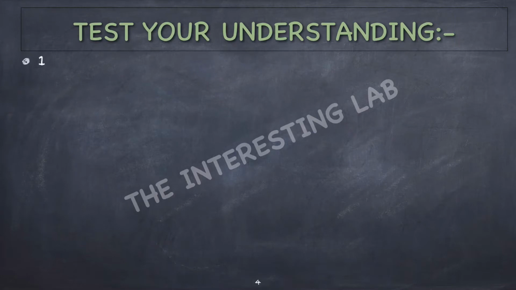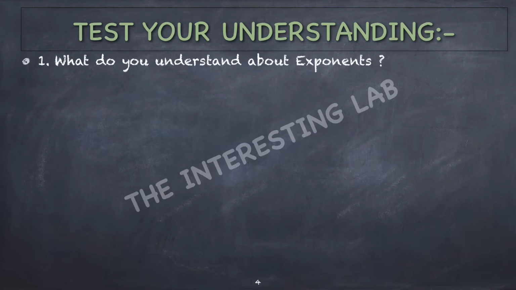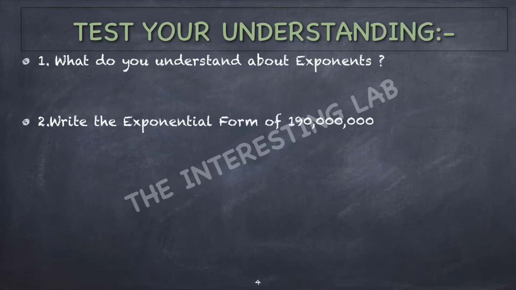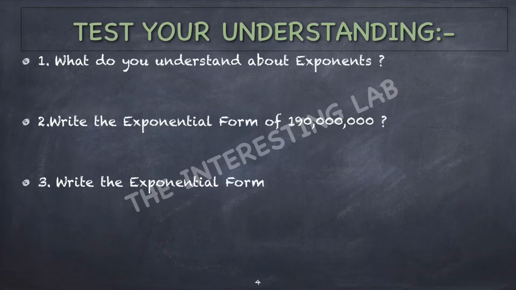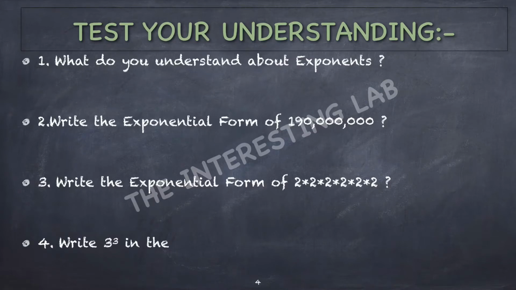To test how much you all understand, here are some questions. 1. What do you understand about exponents? 2. Write the exponential form of 190 million. 3. Write the exponential form of 2 times 2 times 2 times 2 times 2 times 2. 4. Write 3 power 3 in the numerical form. Also, comment your answers in the comments section below.